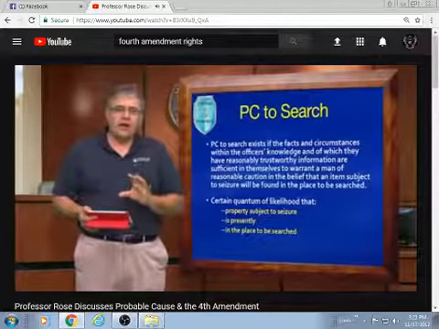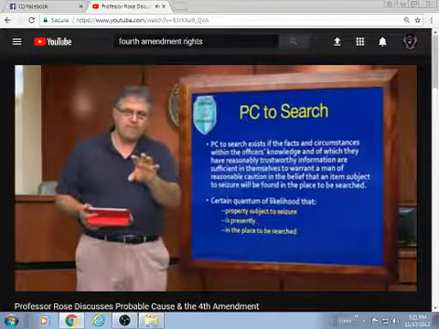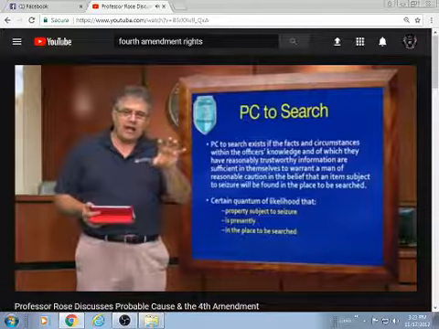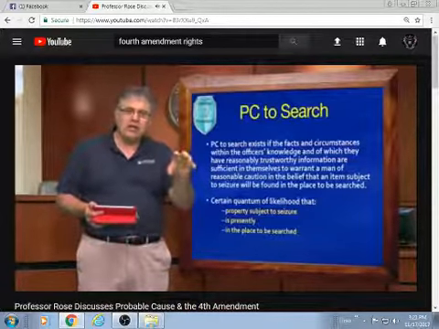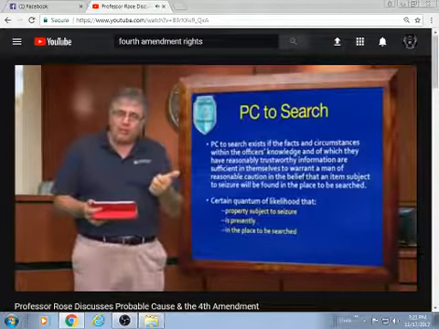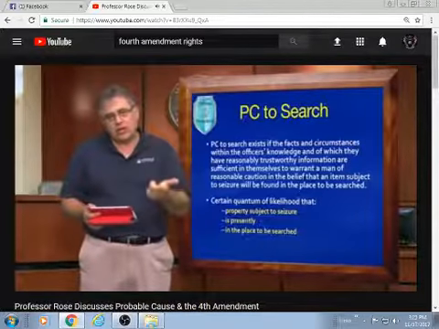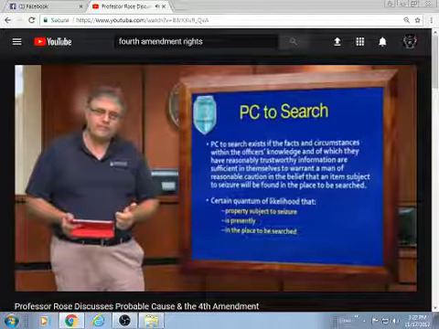So in other words, I've got the instrumentalities of a crime, the fruits of a crime. I know what it is, and I know where I think it is, and I have a reasonable belief that it's located in that location. That's probable cause. So I've got to show property subject to seizure, I've got to show that it's presently located somewhere, and that it's a place that I want to search.